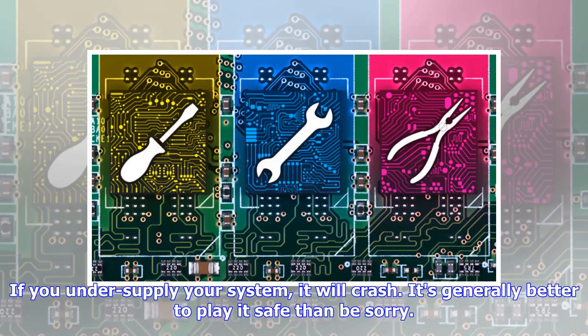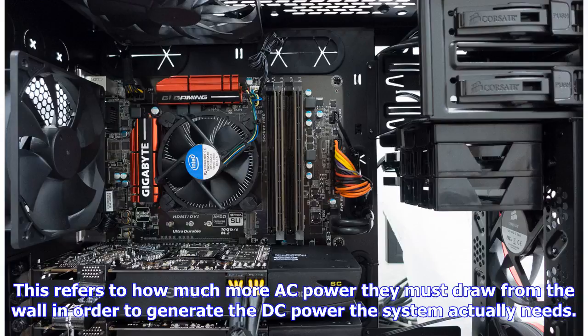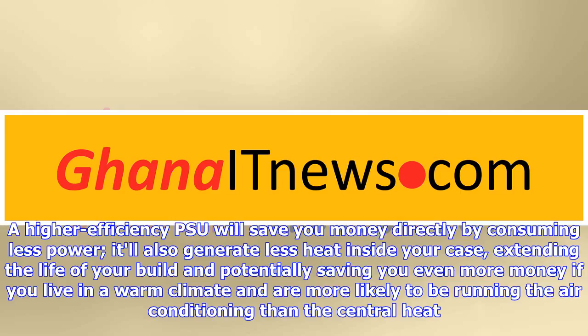If you undersupply your system, it will crash. It's generally better to play it safe than be sorry. Aside from the raw wattage rating, PSUs are frequently rated bronze, silver, gold, platinum, or even titanium, though so far no unobtainium rating is available, in terms of their power efficiency. This refers to how much more AC power they must draw from the wall in order to generate the DC power the system actually needs.